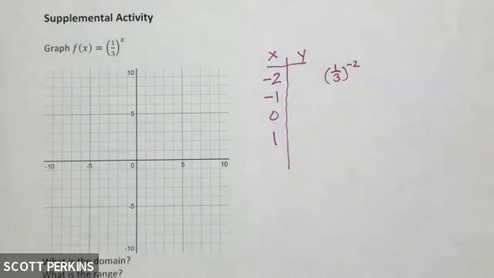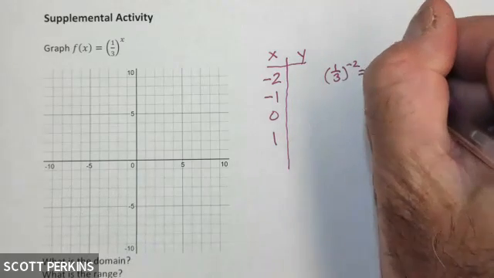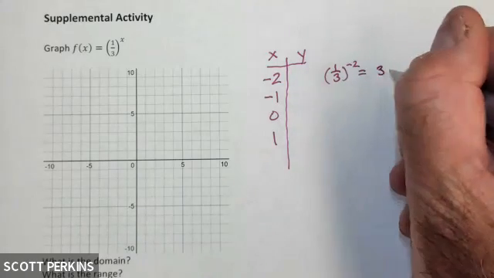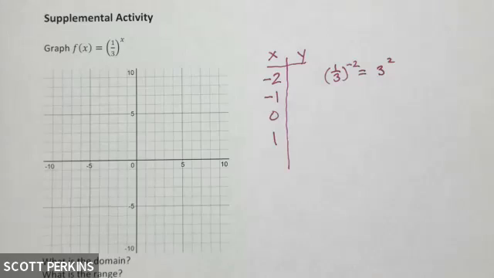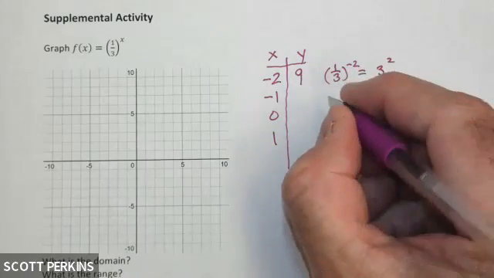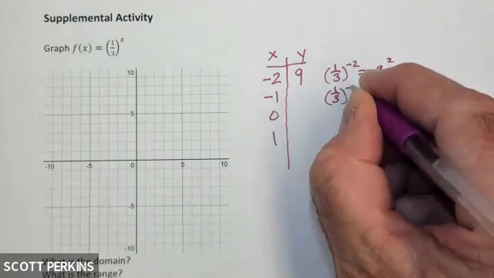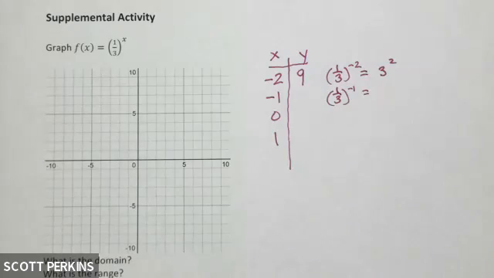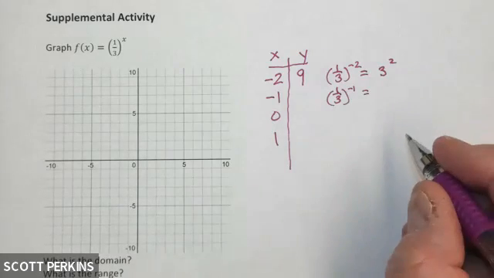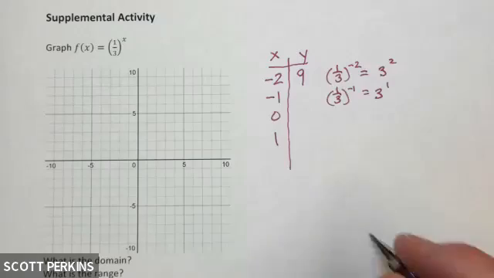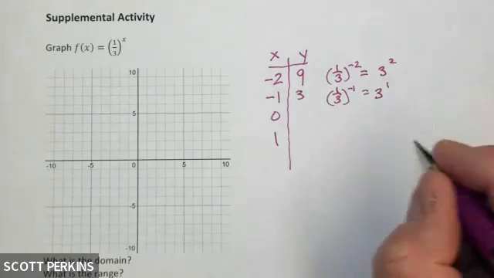Negative exponents flip my fraction. They flip my base. So instead of 1/3, it's going to be 3 to the 2nd power, and 3 to the 2nd power is 9. When I put a -1 in, 1/3 to the -1, again the negative exponent flips that base. So instead of 1/3, it becomes 3 to the 1st, and that's 3.